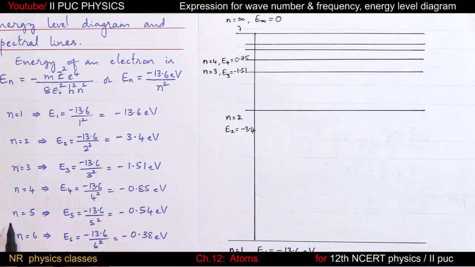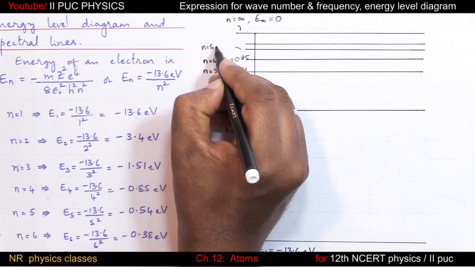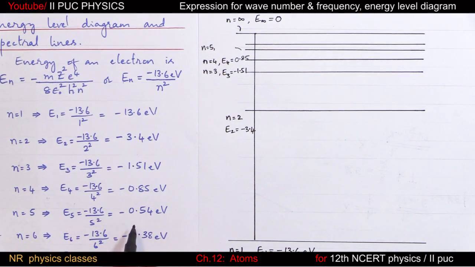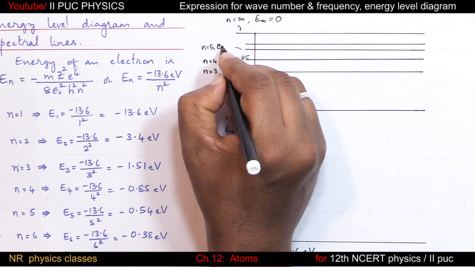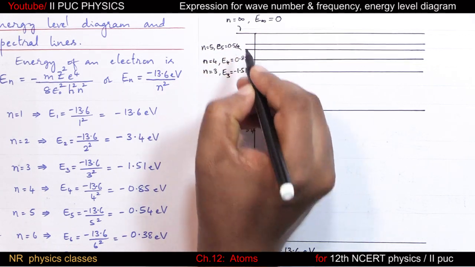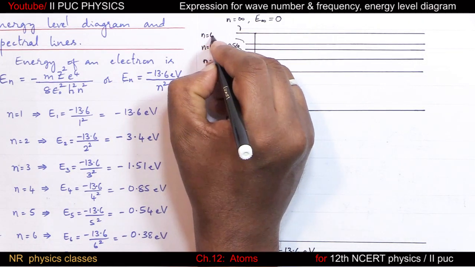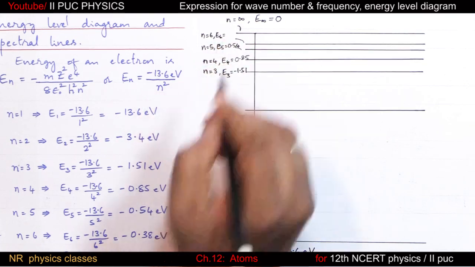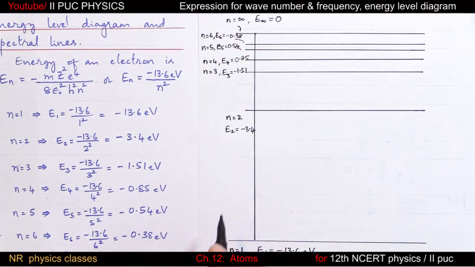Next, this level is E5, n equal to 5, E5 equal to minus 0.54. Now this level is n equal to 6. Energy in the sixth level is minus 0.38. There are other values, after 6 come 7, 8, 9, 10, and this energy tends towards 0.